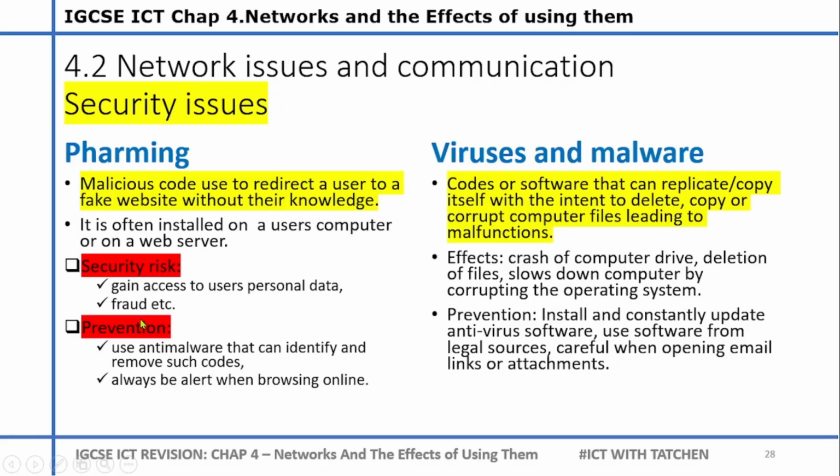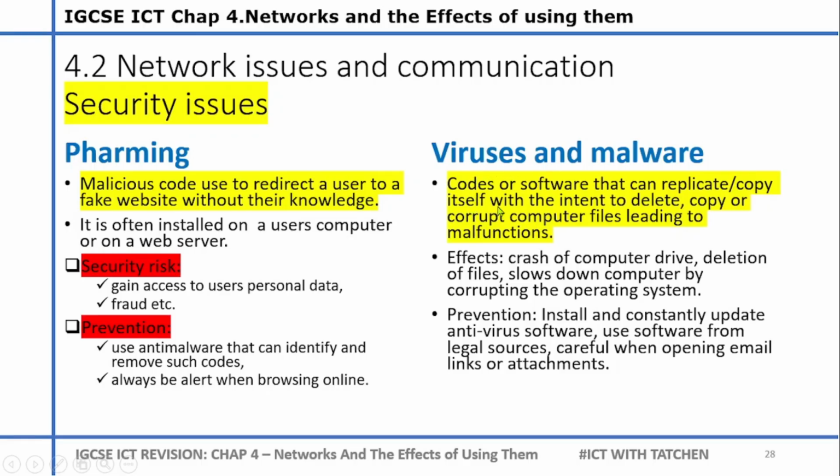And how do you prevent this kind of risk? You could use anti-malware that can identify and remove such code. There is some software that can help you with that. And always be alert when browsing online. Don't just be browsing without actually looking at what is happening. Be careful with the links or code that tell you to click on this and do this. You don't necessarily need to do that. So watch out for those kinds of things.